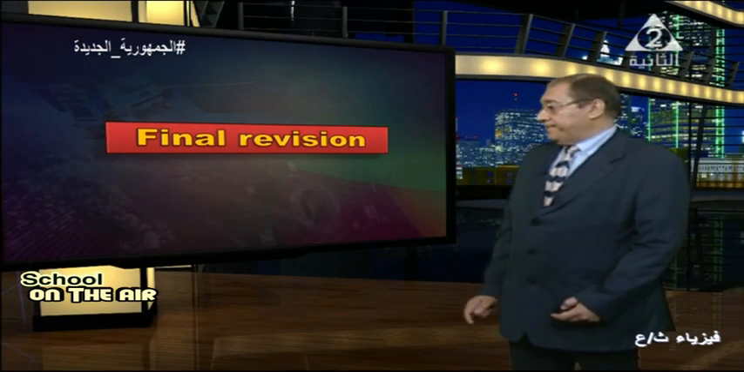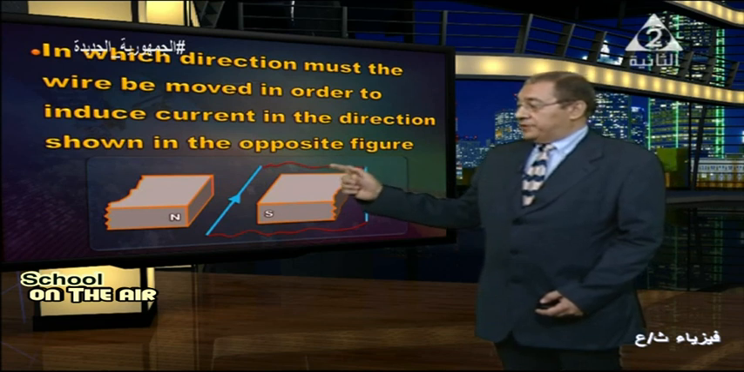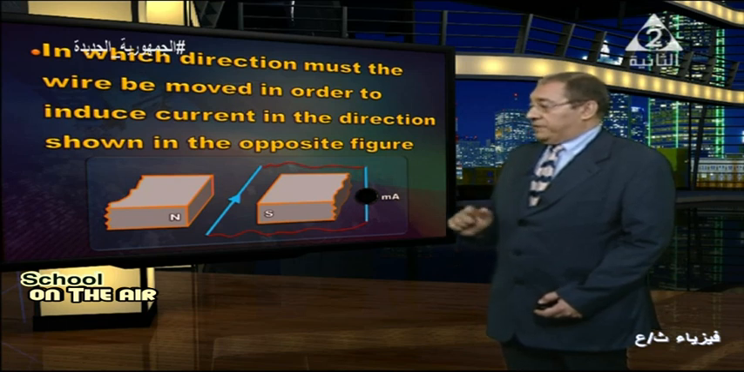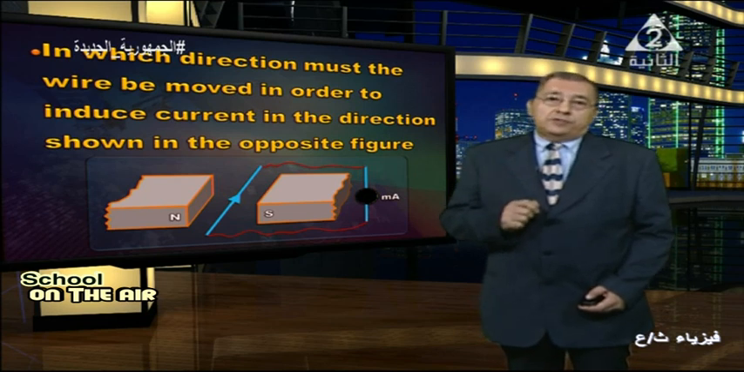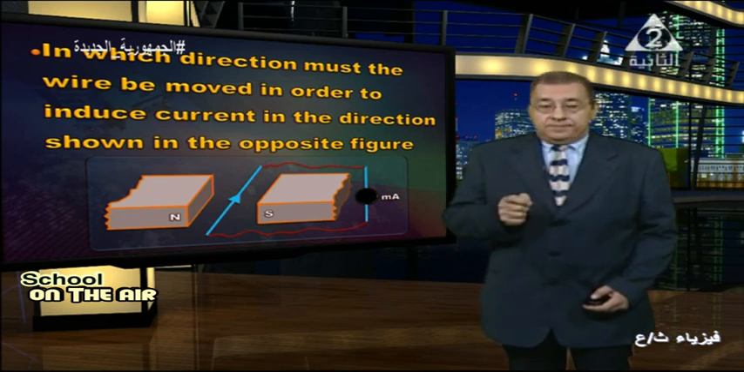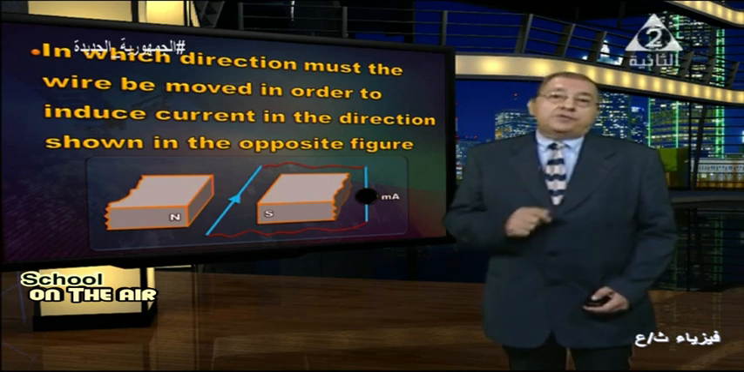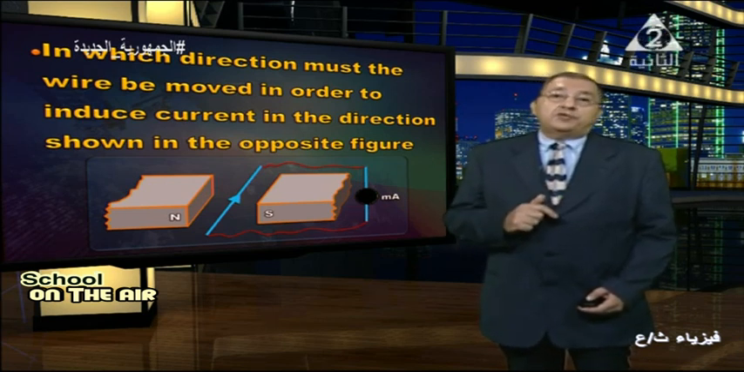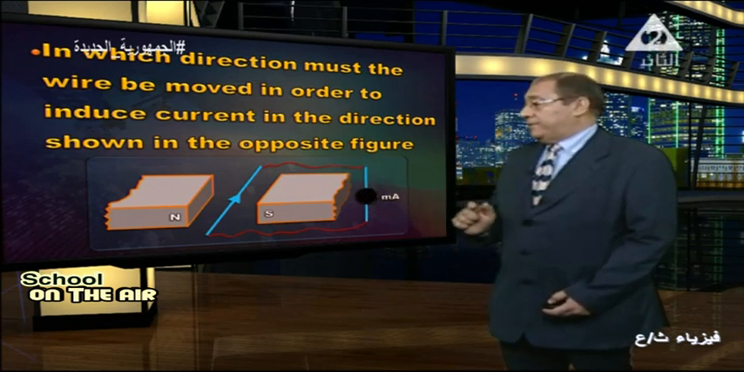First question. In which direction must the wire be moved in order to induce current in the direction shown in the opposite figure? There is something very important I want you to know. When motion induces current, we apply Fleming's right-hand rule. When current causes motion, we apply Fleming's left-hand rule. So in this particular case, we'll apply Fleming's right hand.